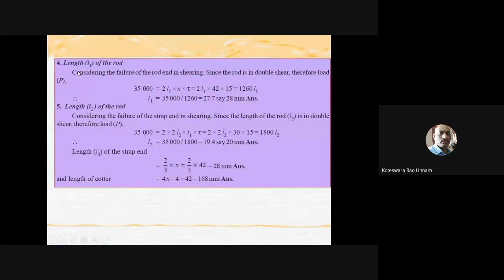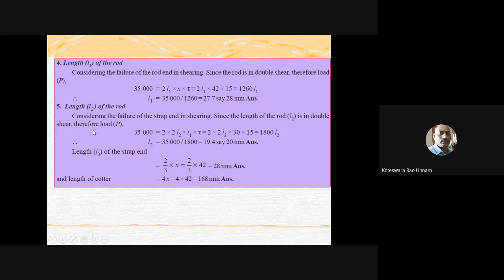Then after that you need to find out the length of the rod end. Considering the failure of the rod end in shear, here it is in double shear. So you need to consider the double shear area, which is nothing but 2 into L1 into X multiplied by tau, which gives the shearing strength of the rod end. Equate that to the applied load, which is 35,000. From that you will get the L1 value. From this calculation, L1 comes out as 27.7, maybe rounded up to 28 mm.